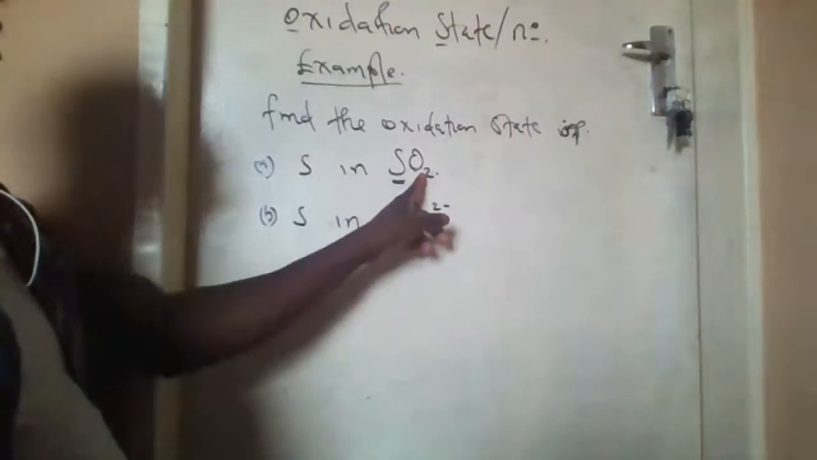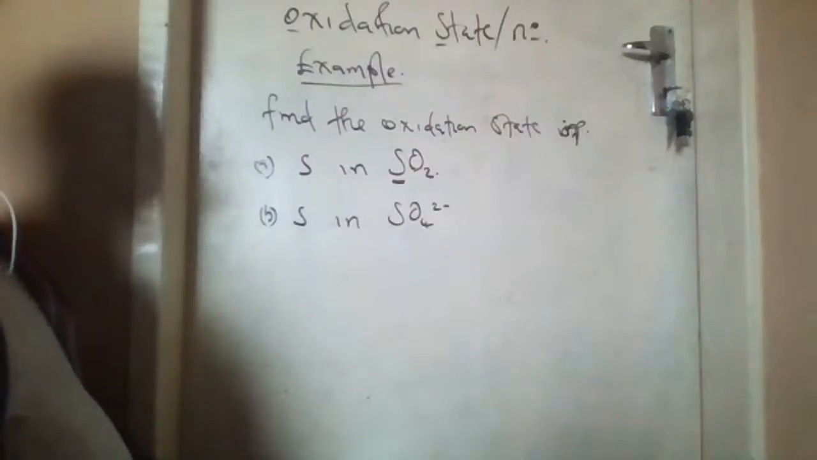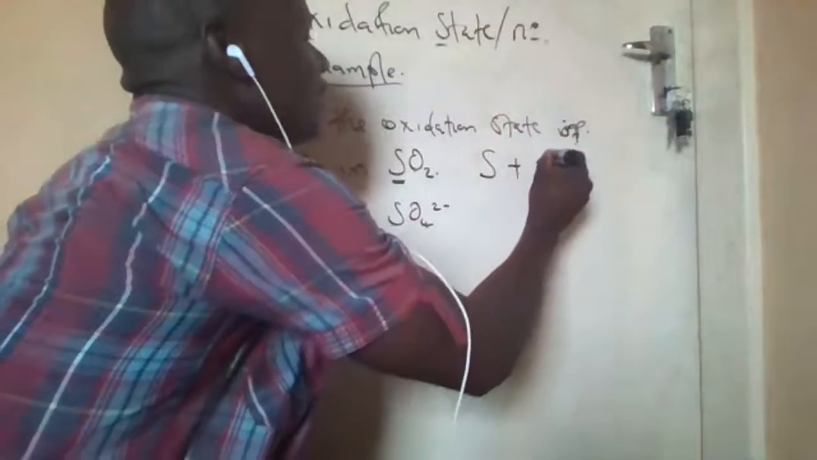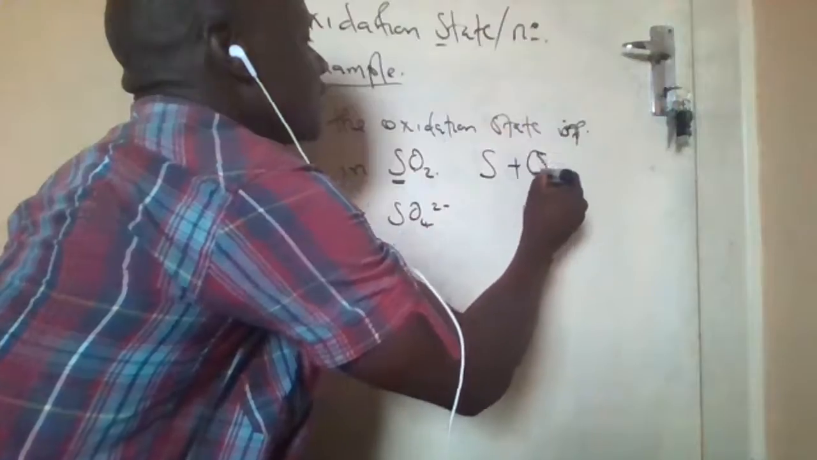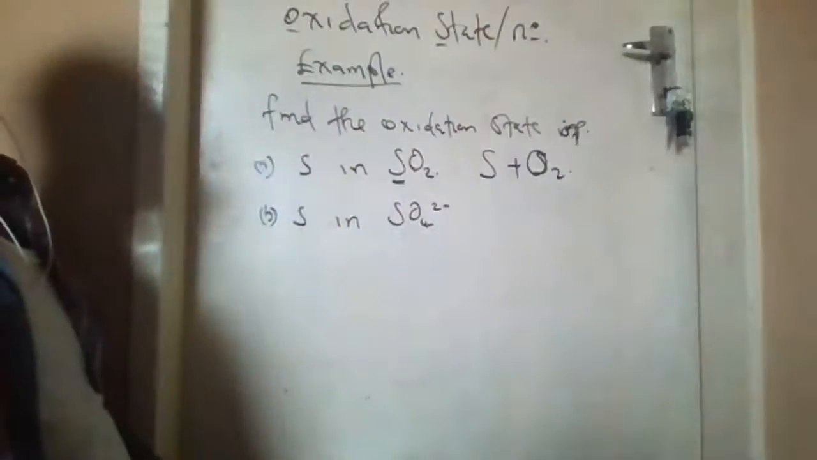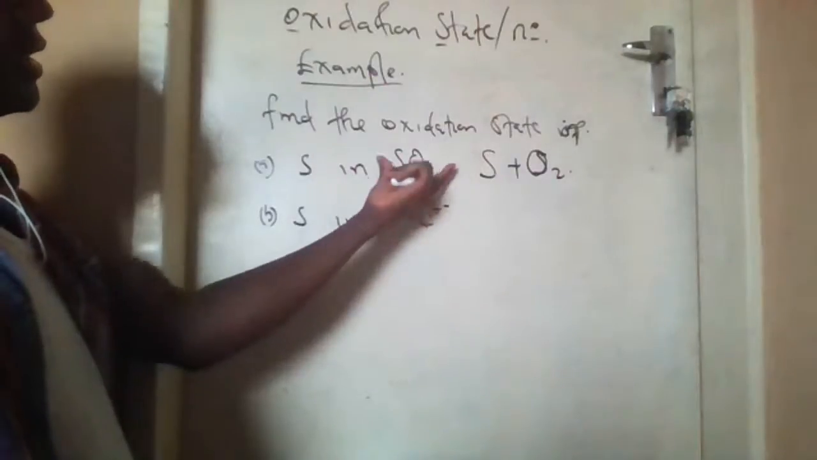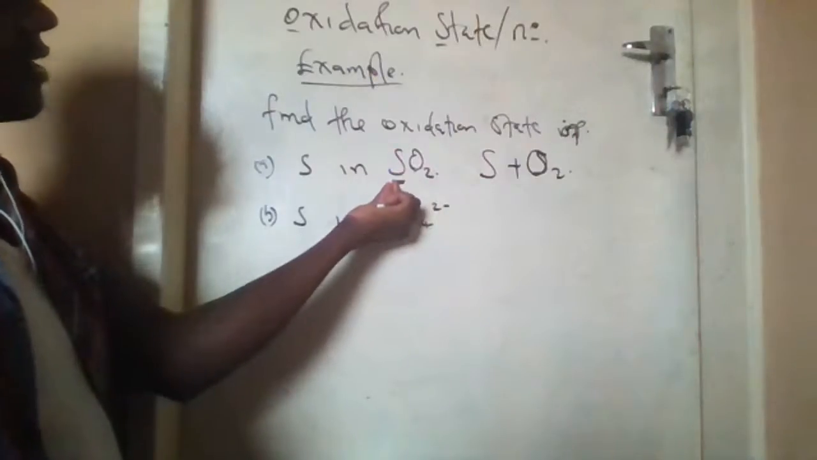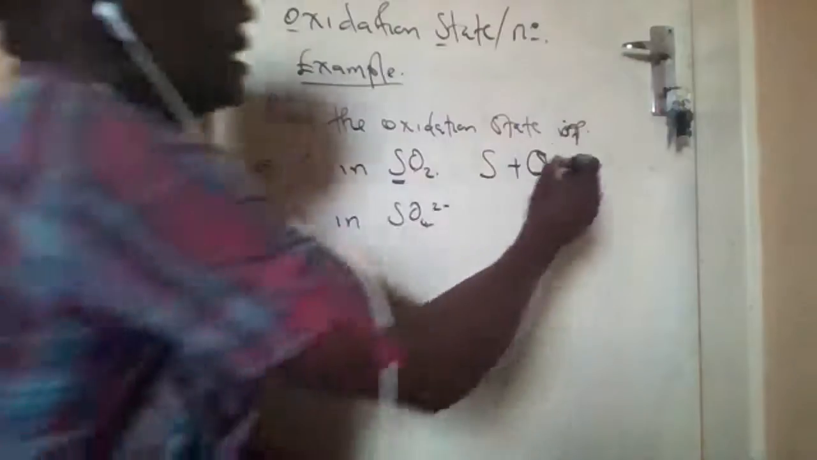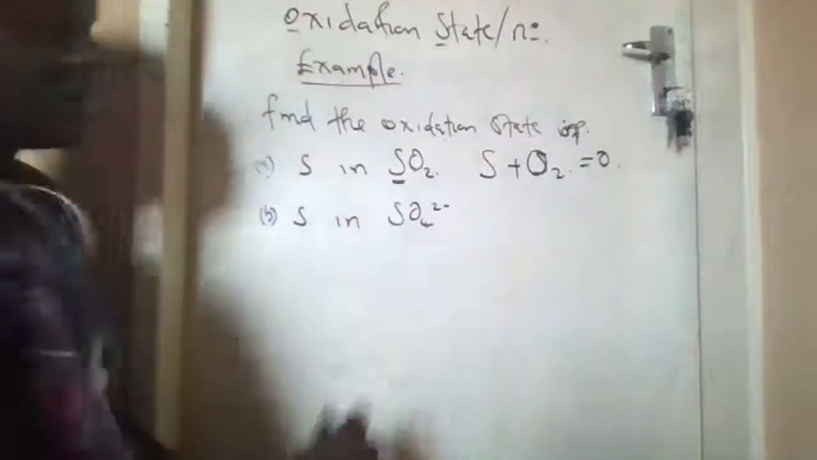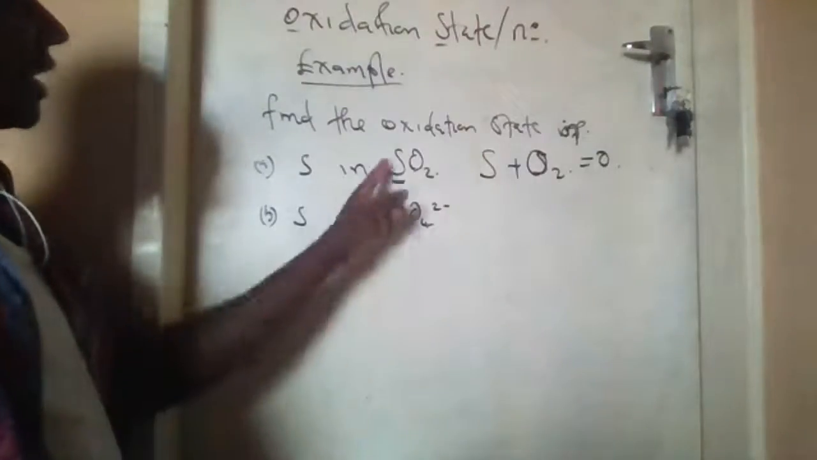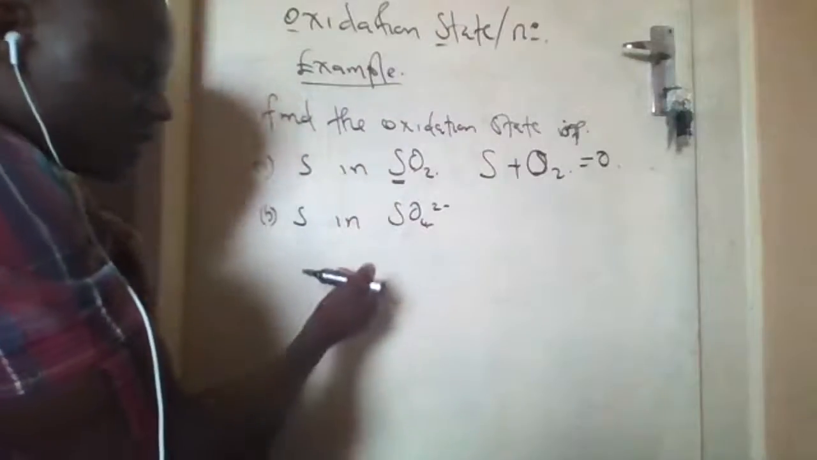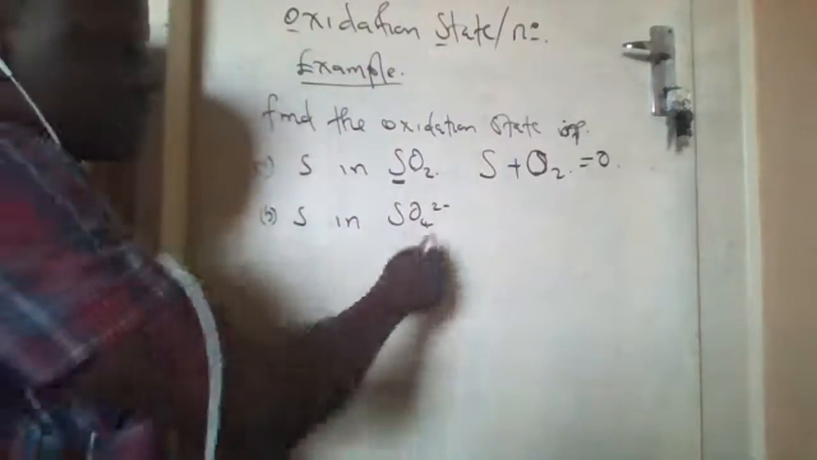The first thing is this. If you split this here, we have sulfur combined with an oxide. But remember, the charge is neutral. So when you add the oxidation state of sulfur plus the oxidation state of the oxide, it must give us 0, because there's no charge.